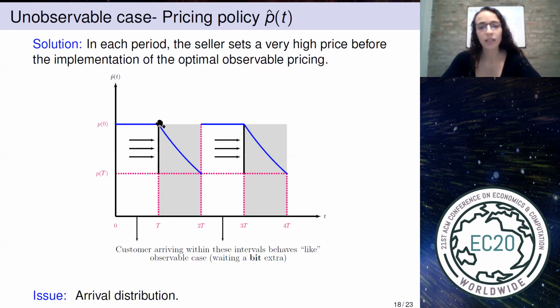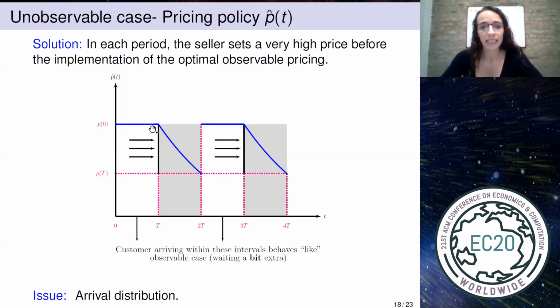And after that, we implement the optimal observable pricing, and then repeat this definition along the whole horizon. So by doing that, what we obtain is that if the buyer arrives within these intervals where the price is high, then he behaves like a buyer arriving in the observable case. And therefore, it allows us to compare the expected revenue in both cases.